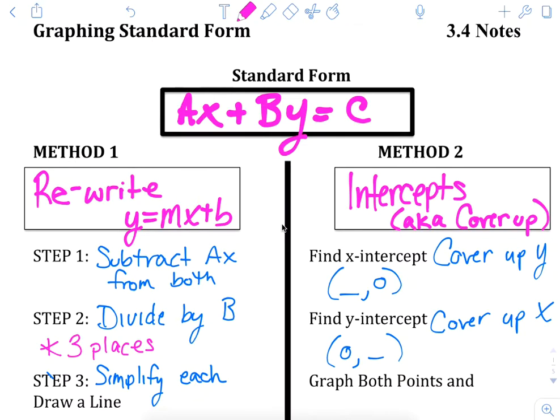Hey guys, we're back with the notes for 3.4. That's going to be graphing when we're in standard form. Go ahead, pause the video, write what you see.